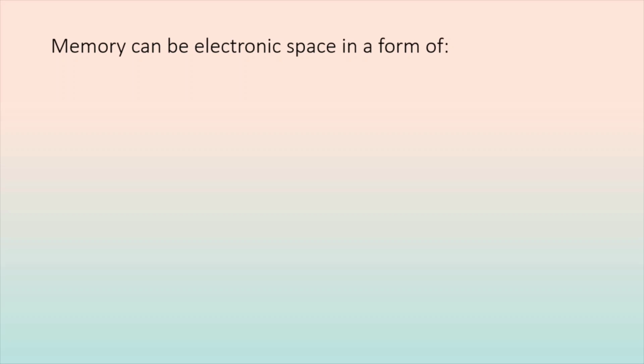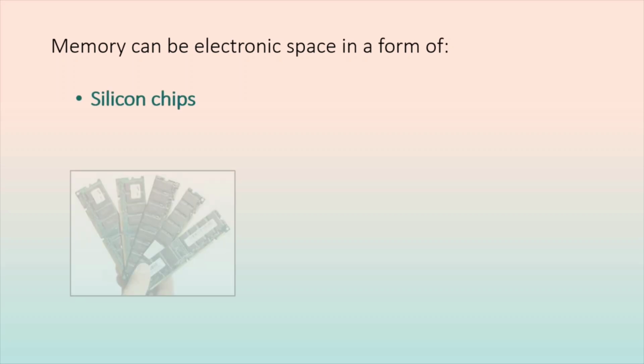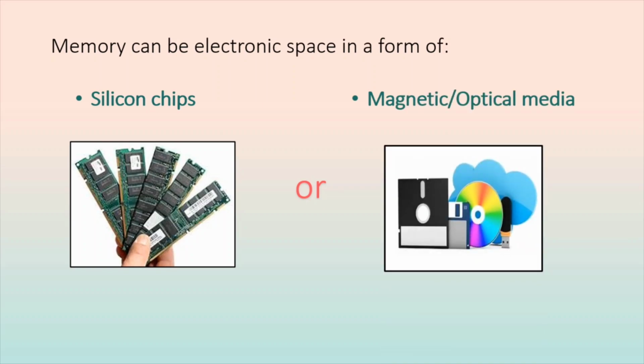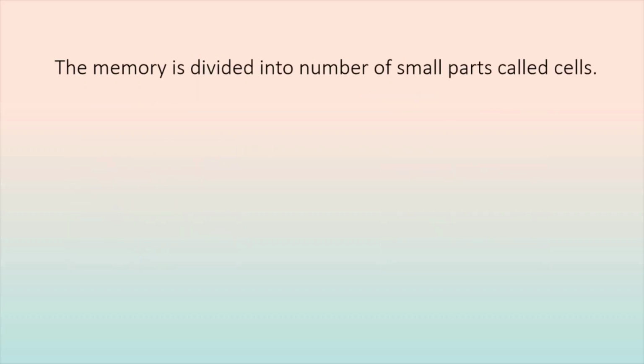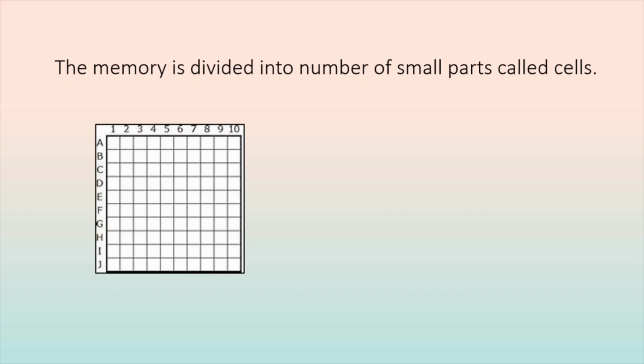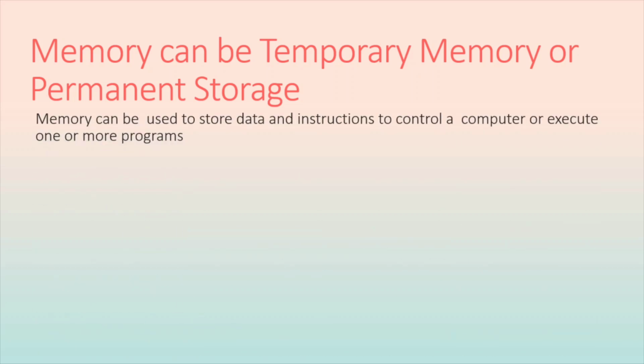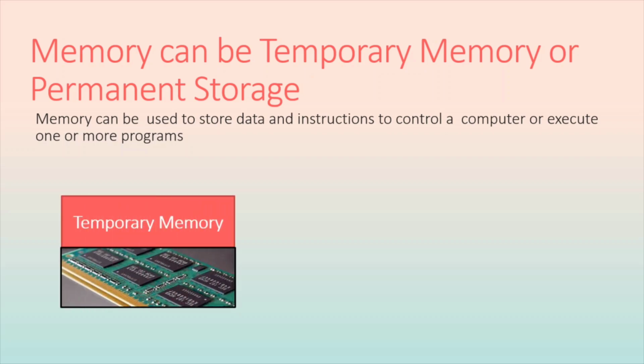Memory can be electronic space in the form of silicon chips or magnetic or optical media, as shown in the picture. The memory is divided into a number of small parts called cells. Memory can be temporary memory or permanent memory storage. Memory can be used to store data and instructions to control a computer or execute one or more programs.